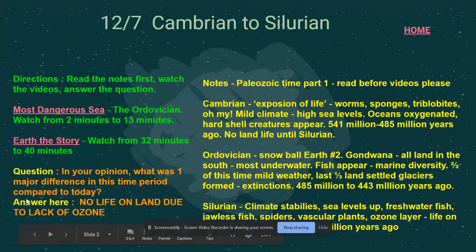Our big takeaway, your answer is here, is that there wasn't life on land basically up until the Silurian because of the lack of ozone. So that was our big takeaway. A lot of life in the ocean, a lot of diversity in the ocean. We went from single-celled creatures to worms and sponges and fish and many different types of creatures, but there wasn't any life on the land because of the ozone. So that's what we learned here. We watched a couple of videos, and this was the answer that we went over that day.